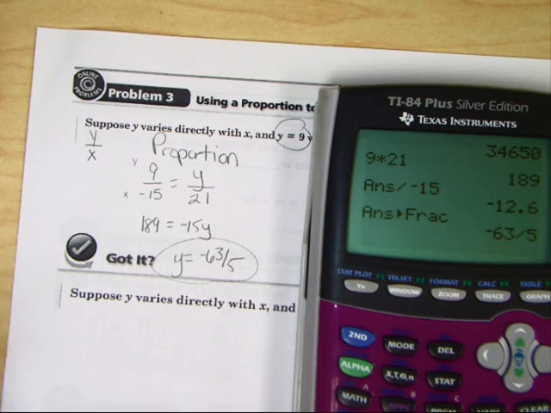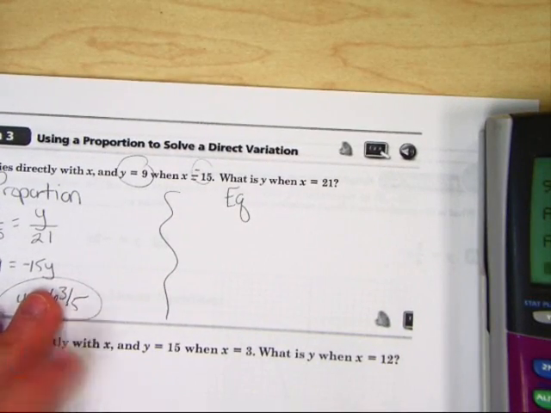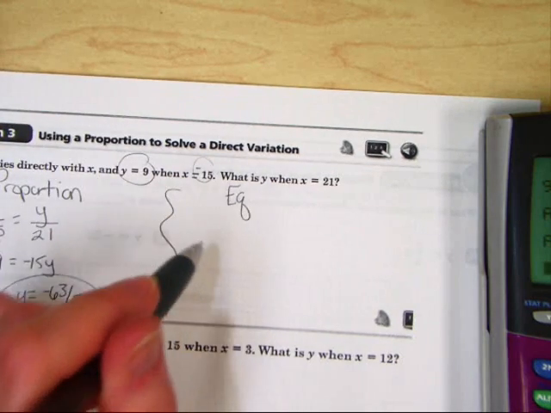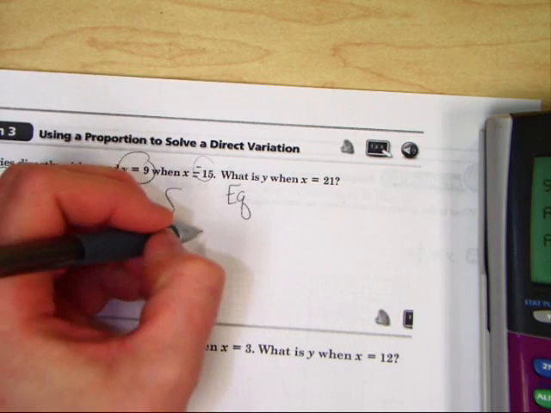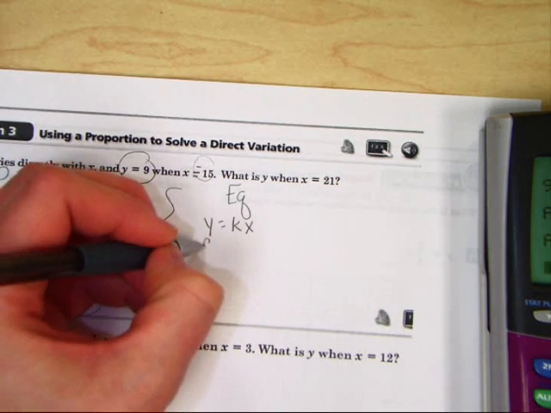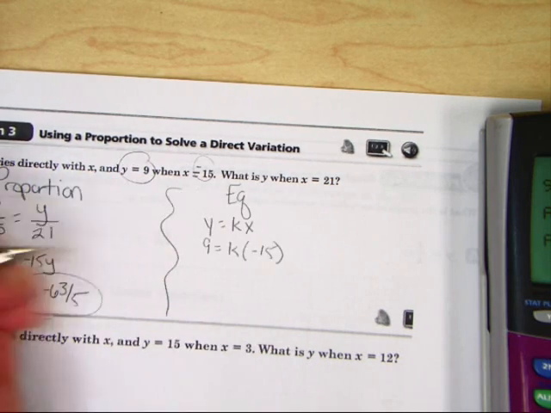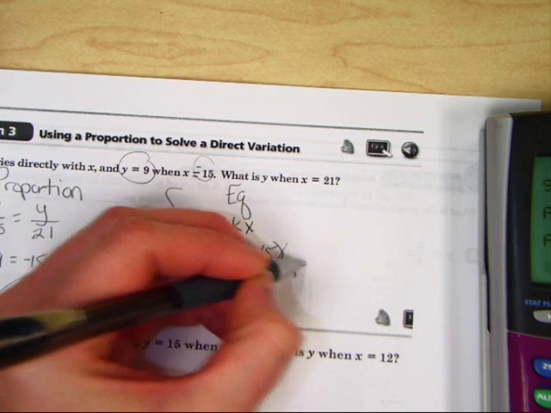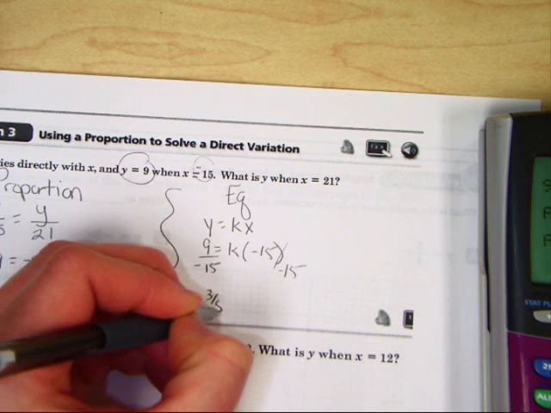Now maybe you don't like using a proportion. Maybe you want to use an equation. Perfectly fine with me. The first thing you need to do, if you choose to use an equation, again, you do not have to use an equation. You write y equals kx, and you plug in what you know. 9 equals k times negative 15. You divide both sides by negative 15 to solve for k. And 9 divided by negative 15 is negative 3 over 5 for k.